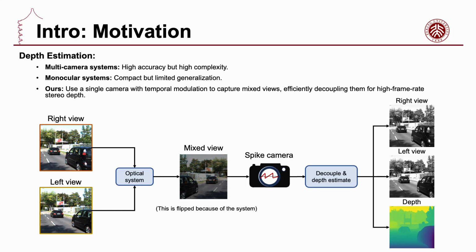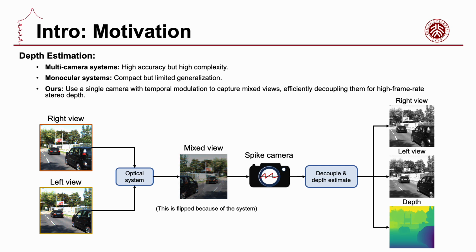Binocular and multi-camera systems usually provide high accuracy, but they also require more complex hardware and generate larger data volumes. Monocular methods are more compact, but they often rely on learned priors, so their generalization to new scenes can be limited. Our idea is to keep the compact single camera setup, optically mix two views first, and then recover the two views from high-speed mixed spikes.